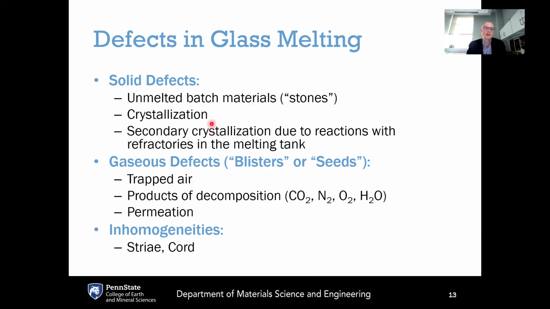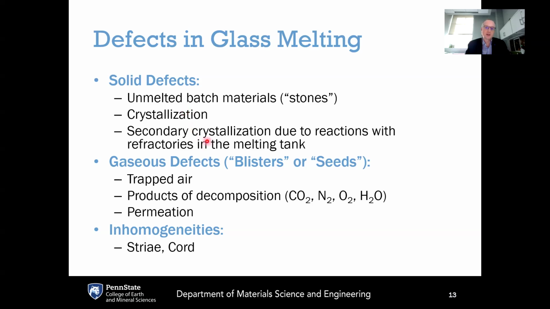The other thing that can happen is that you could have complete melting of your batch materials, but then as you cool the molten glass below its liquidus temperature, it's now thermodynamically favorable for some crystal to appear. And if that crystallization happens, you could get crystals in your final glass product. This is what's called primary crystallization, if that crystal forms from the composition of the glass itself, simply by cooling it below its liquidus temperature. So that is primary crystallization.